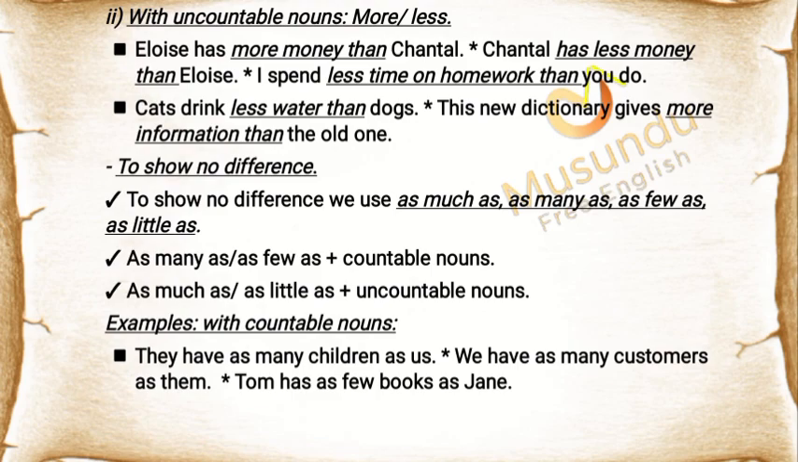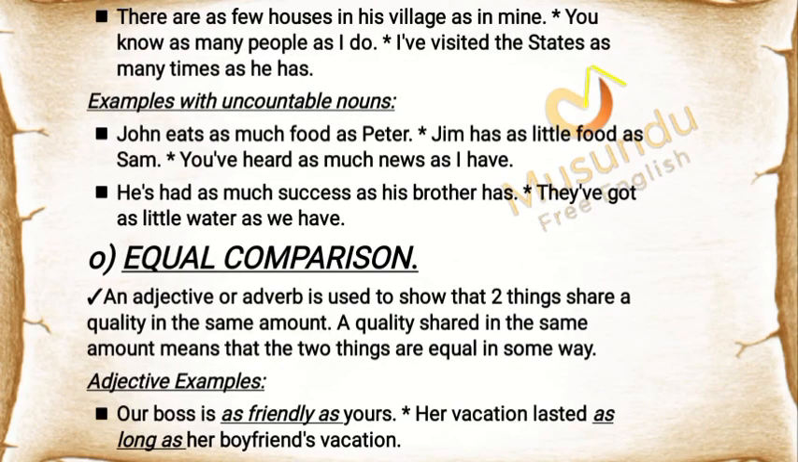To show no difference we use as much as, as many as, as few as, as little as. As many as, as few as plus countable nouns. As much as, as little as plus uncountable nouns. Examples with countable nouns. They have as many children as us. We have as many customers as them. Tom has as few books as Jane. There are as few houses in his village as in mine. You know as many people as I do. I've visited the States as many times as he has.